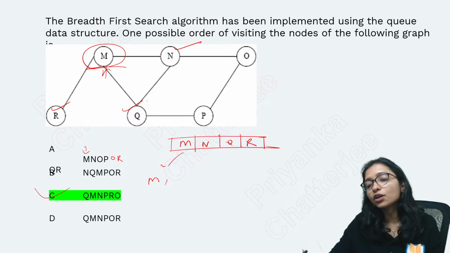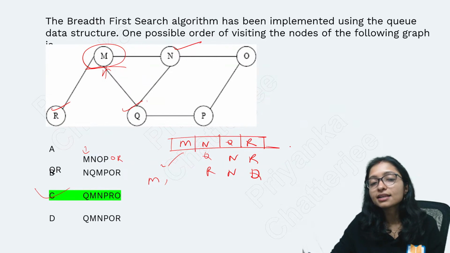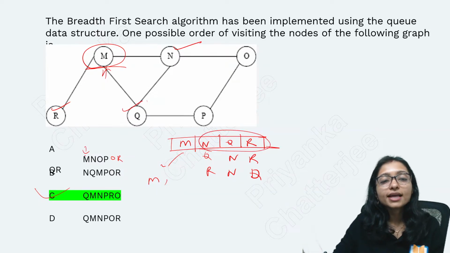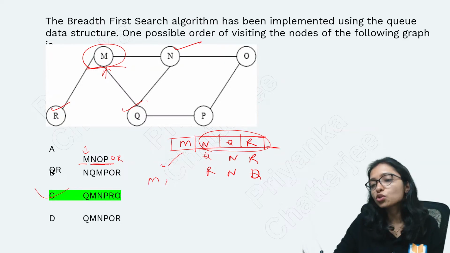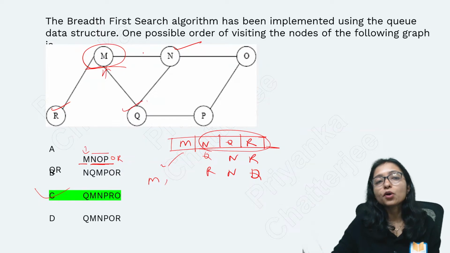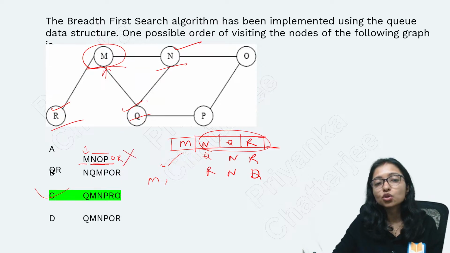It can be in any order. It can be Q, N, R. It can be R, N, Q, whatever. The order can be anything, but definitely the next three elements will be these. Here you can see it is given after M: N, O, P. Anyhow it is not possible, because the next three elements will be N, Q, R. That's why this is not correct.